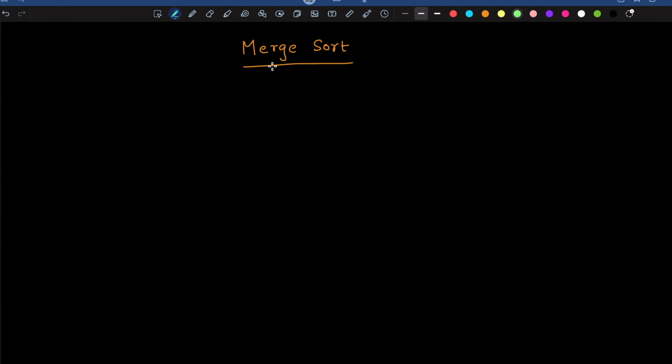Okay, so the next interesting algorithm that we are going to learn is called merge sort. Now we'll understand why it is called a merge sort, how does it work, and we will discuss all of them in the next few videos. But before we go there, an important question arises: why should we learn another sorting algorithm?